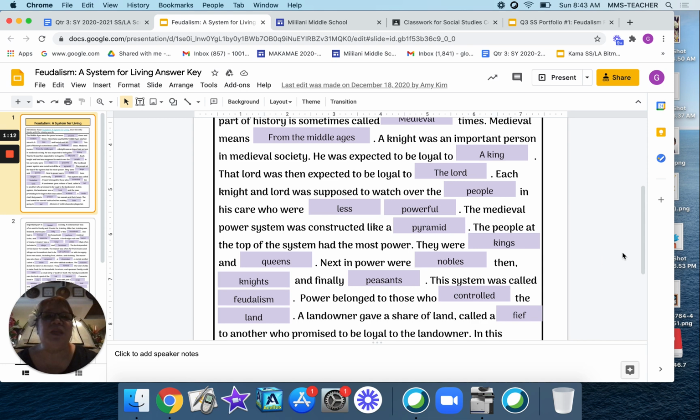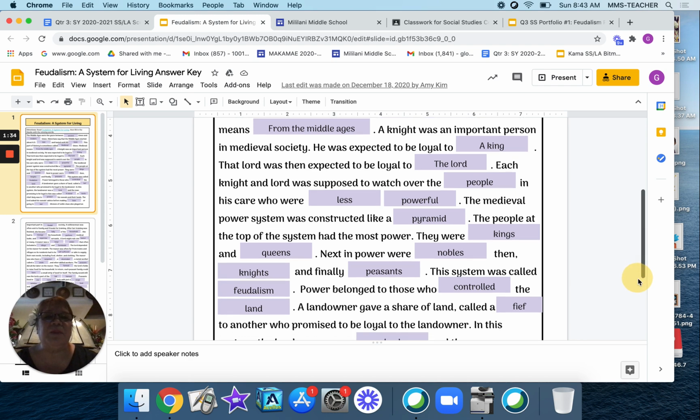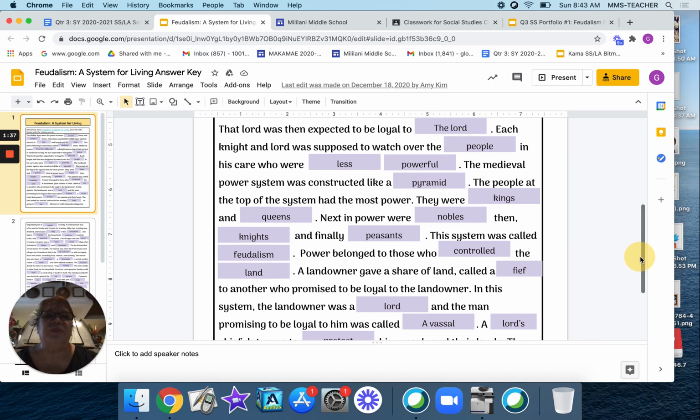He was expected to be loyal to a king. That lord was then expected to be loyal to the lord. Each knight and lord was supposed to watch over the people in his care who were less powerful. The medieval power system was constructed like a pyramid. The people at the top of the system had the most power. They were the kings and queens. Next in power were the nobles, then knights, and finally peasants.